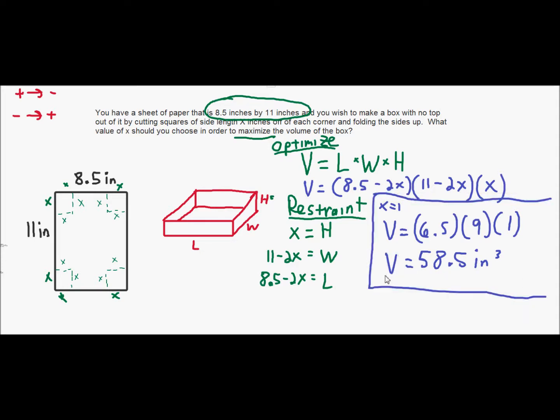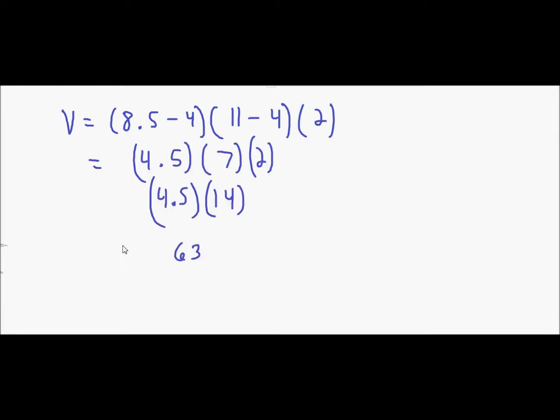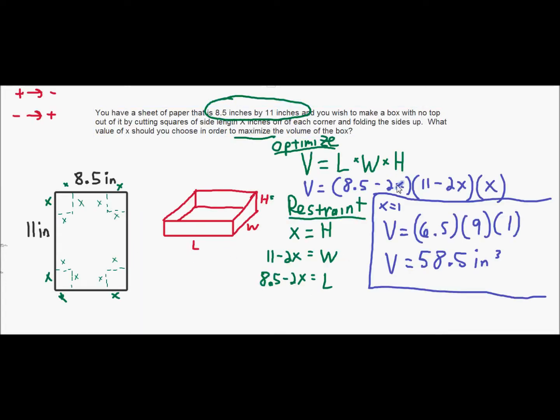However, if we pick a different x value, we're going to get a different volume. If we decide to cut off more, instead of cutting off 1 inch, let's say we cut off 2 inches. Well, now our volume is going to be different. Now the volume is equal to 8.5 minus 2 inches twice, which is 4, times 11 minus, again, 4, times the height, which is just x, 2. So the volume, if we choose x to be 2, is going to be 63 inches cubed, as compared to if we let x equal 1, we're going to get 58.5 inches cubed. So you can see whatever x we choose is going to have a direct result on what the volume is going to be of this box.